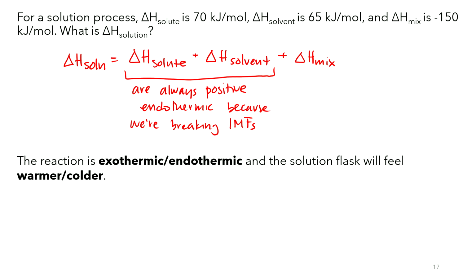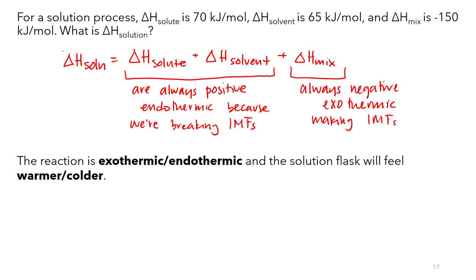So that's my cost. How much does it cost to break up my solute and solvent? But then there's a benefit out of this, right? I get to bring the solvent and solute together. That is exothermic. That's represented by delta H mix. This is always negative. It's always exothermic because we're making IMFs. So the question about the whole solution process is, what is the balance between the cost and the benefit? Did we release more energy than we consumed? Then that would be exothermic.